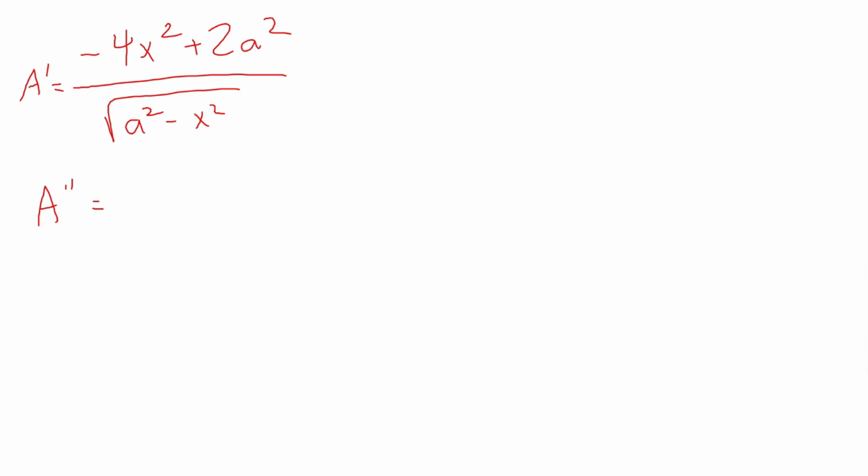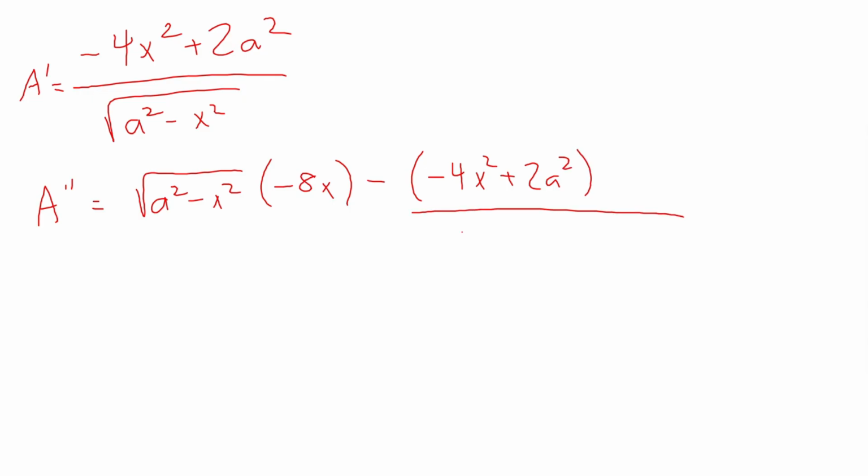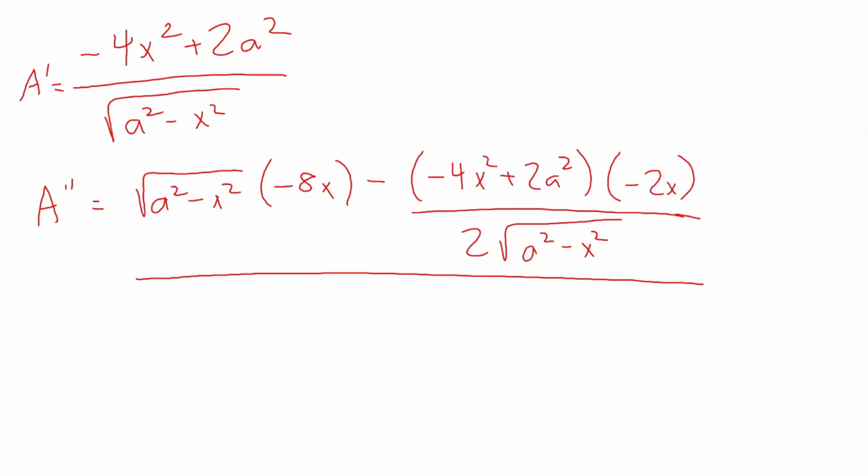So that will be the denominator times the derivative of the numerator, which is negative 8x. And the plus 2a squared is just going to go away. And then minus the numerator times the derivative of the denominator, which is going to be 1 over 2 root a squared minus x squared, times the derivative of a squared minus x squared, which is just negative 2x. And then it's all going to be over the denominator squared, right? So that'll be a squared minus x squared. Now we could go through and simplify a bunch of this down if we want to, but there's not really much of a point.